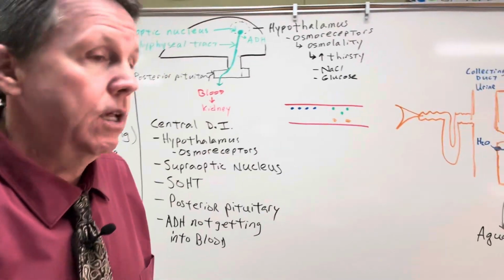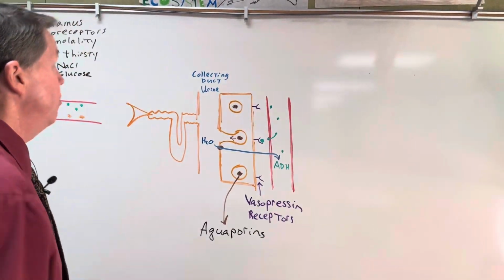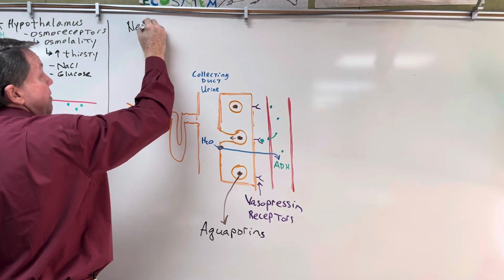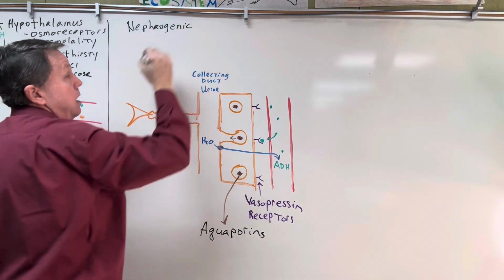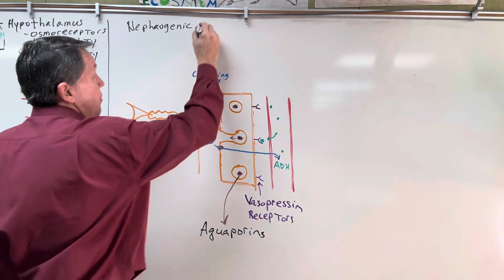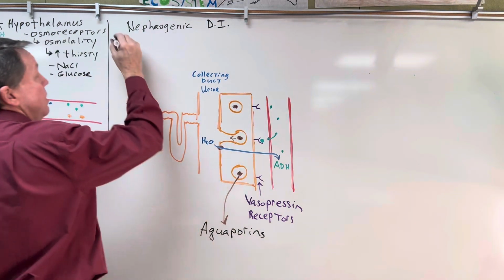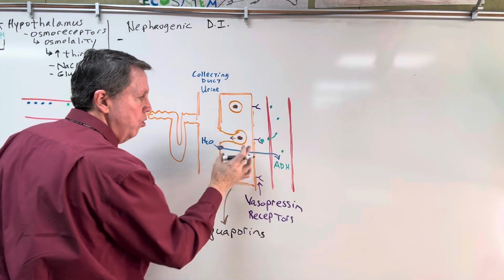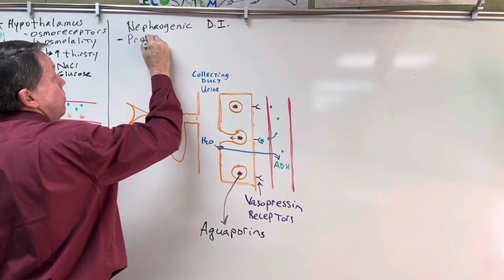Let's take a look at the second one. The second one, we're going to name nephrogenic diabetes insipidus. Now what's going to happen here is there's going to be a problem with the kidney. So we're making enough ADH, but we have a problem with the whole thing going on here in the kidney.